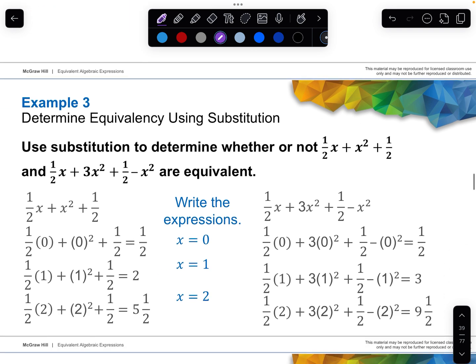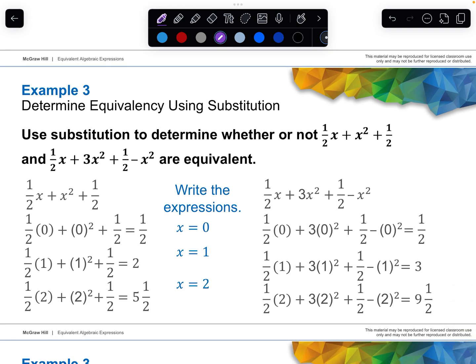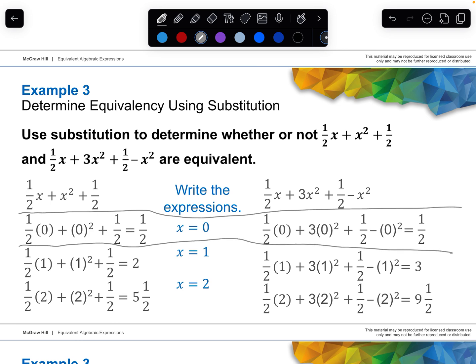Now let's look at example 3 on page 320. I'm going to draw lines to separate these to make it hopefully a little easier to read. All right, so on my left side I have half x plus x squared plus half. On my right side I have half x plus 3x squared plus half minus x squared. So when x equals 0, my first expression evaluates to a half, while my second expression also evaluates to a half.